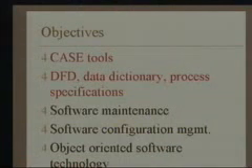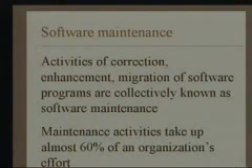We've seen so far CASE tools, DFDs, data dictionaries, and process specifications. But the next topic we're going to look at is a very important topic: software maintenance. What happened in the 1970s is that software programs really proliferated, and you had a number of off-the-shelf programs. Because of that, people started using programs more often. They started being corrected, edited, etc.